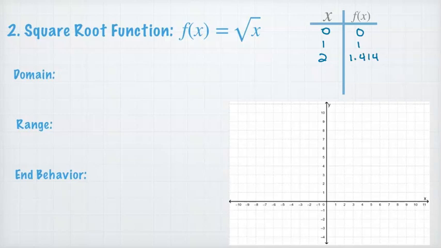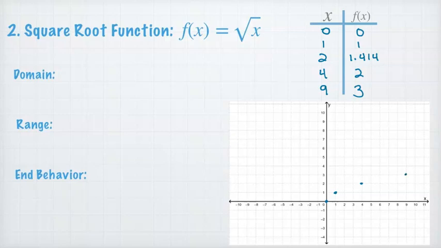So I'm going to pick inputs for my table here that don't give me ugly outputs, just because it's easier that way. So the next perfect square I come across is 4. The square root of 4 is 2. And the next perfect square is 9, and the square root of 9 is 3. So I'm going to use these points to build my square root function. I'm starting at (0, 0), and then I have (1, 1), and then I have (4, 2), which is right here, and then I have (9, 3).